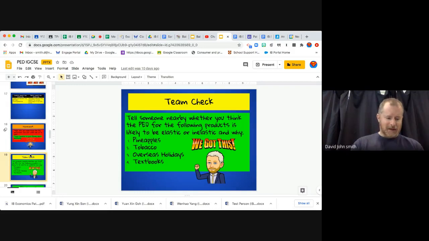We describe it as being inelastic, but it's only inelastic for people who are addicted to it. It won't be inelastic to people who never touch the stuff. Right? For them, it's perfectly elastic. They don't care. They won't buy it at all.